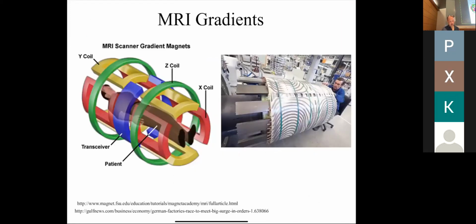Just to remind you, there are 3 gradient coils in most MRI systems: an X gradient, a Y gradient, and a Z gradient. Their job is to create, for most systems, linear gradients in the magnetic field. People are looking at nonlinear gradients, but in this course we'll focus on linear gradients. This is a picture of what a gradient coil looks like. I believe this is the Siemens factory in Germany. You can see very intricate designs, all computer optimized to meet the criteria.